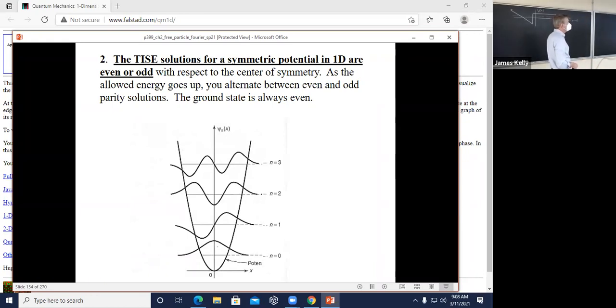This is what I was about to say. If you have a left-right symmetric potential, or a potential that is symmetric with respect to some other point on the axis, then the solutions are either even or odd with respect to the center of symmetry. And usually we place that center of symmetry at x equals 0. So that's what we mean by even and odd solutions. As you go up in energy, the ground state is always going to be even, then the first excited odd, and so on, alternating back and forth like that.